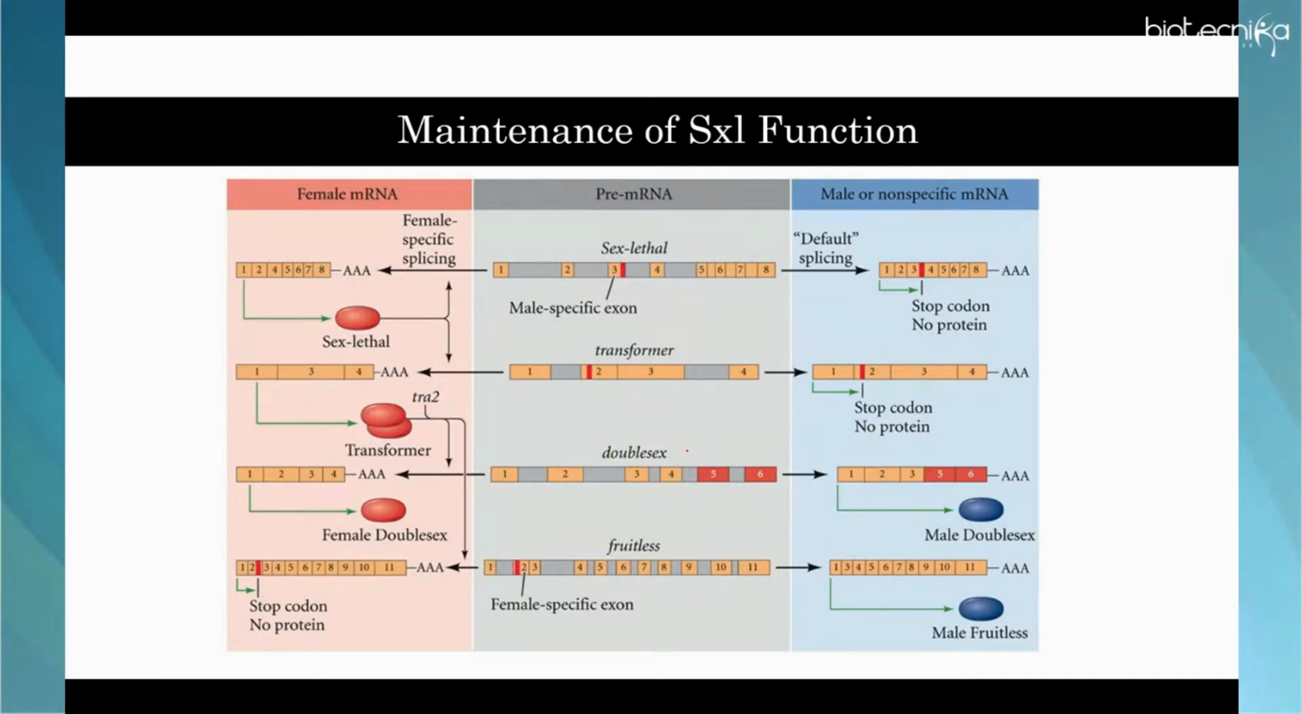Female specific splicing is only the first four exons, so that leads to a female double sex. And male specific double sex splicing is where the fourth exon is removed. So you have 1, 2, 3, 5, and 6. That is male specific double sex.